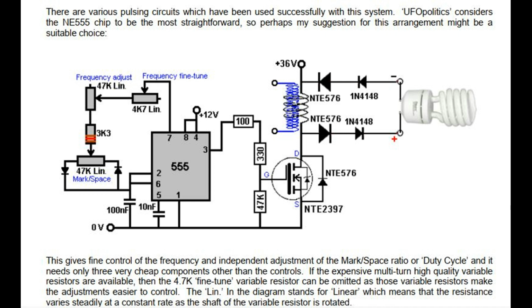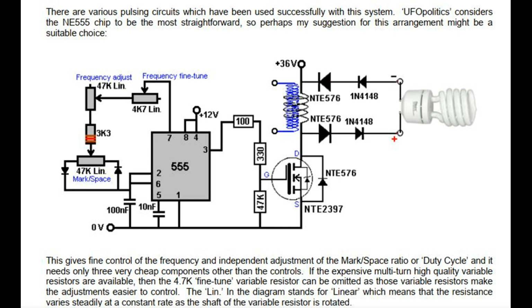If the expensive multi-turn high-quality variable resistors are available, then the 47K fine-tune variable resistor can be omitted, as those variable resistors make the adjustments easier to control. The lin in the diagram stands for linear, which means that the resistance varies steadily at a constant rate as the shaft of the variable resistor is rotated.